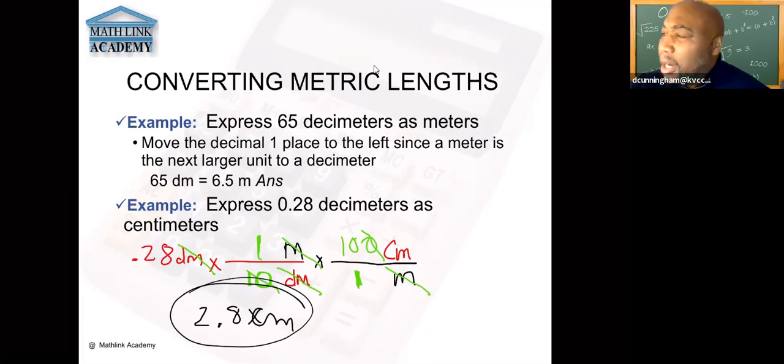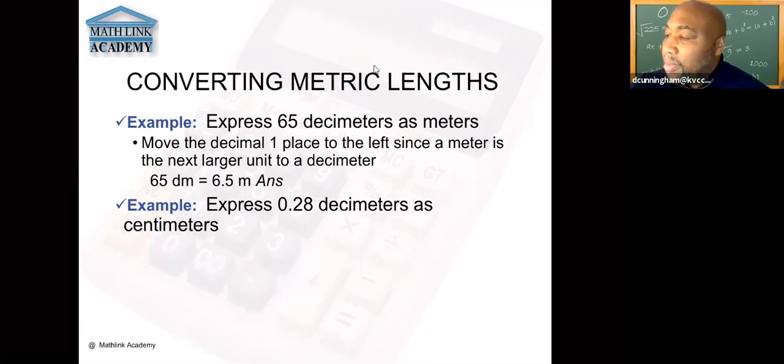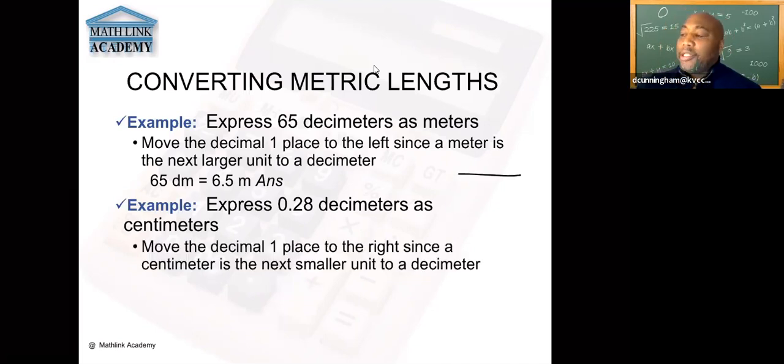Now let's look at our PowerPoint and see what we have here. In this case, it's talking about how to move the decimal to the place, and they end up with the same answer that we got, using the way of just moving your decimal one or two places.